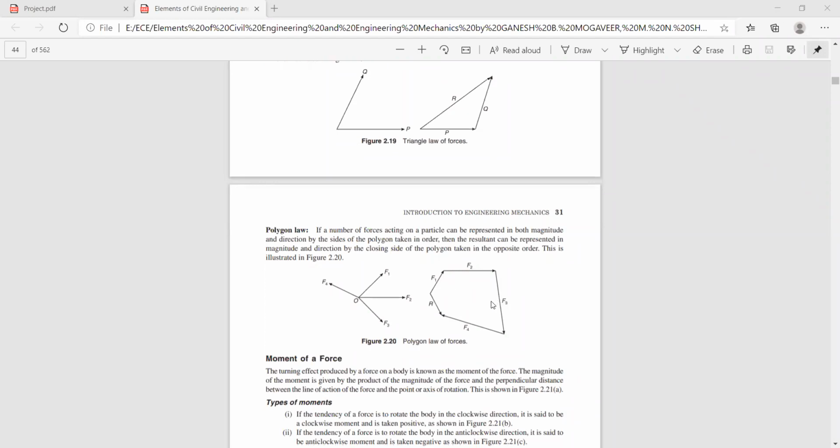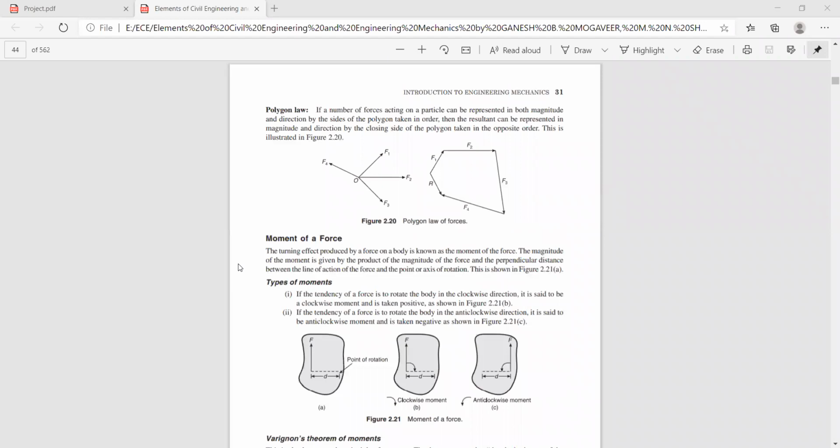Now, the next concept is the moment of a force. So how do you define the moment of a force? The moment of a force has the turning effect. It produces a turning effect on the body on which it acts. Now you can see the definition: the turning effect produced by a force on a body is known as the moment of a force.